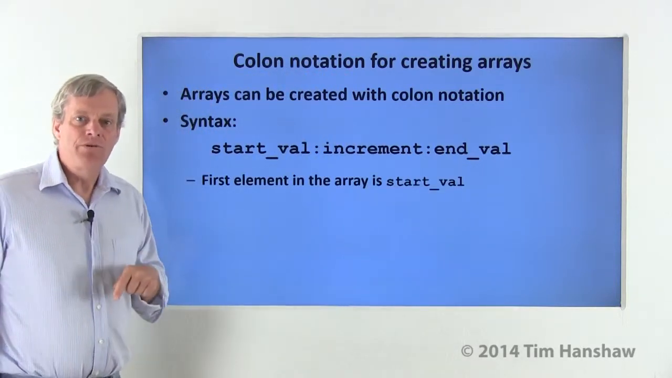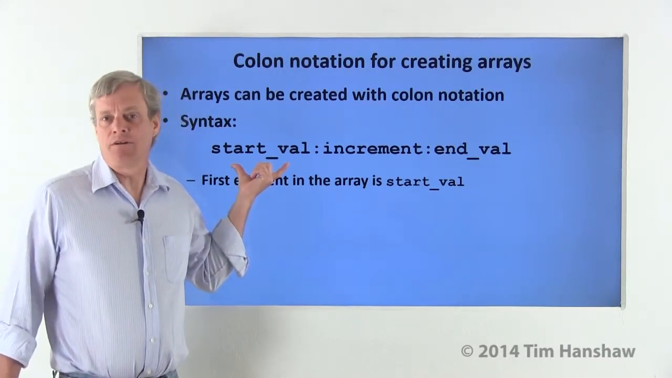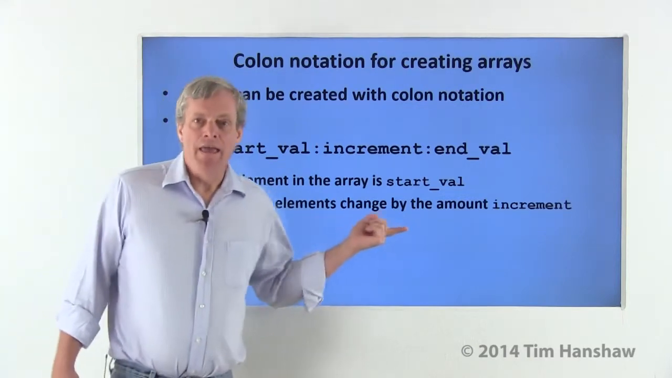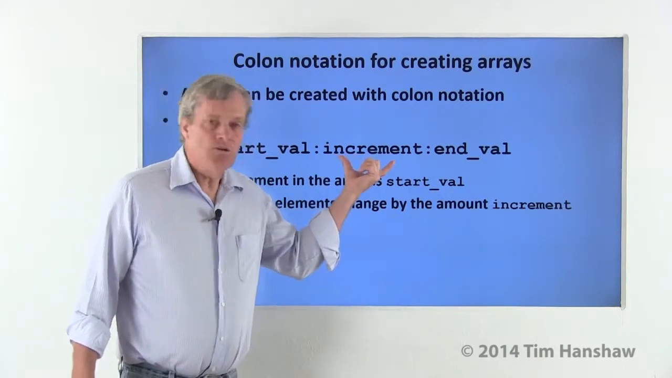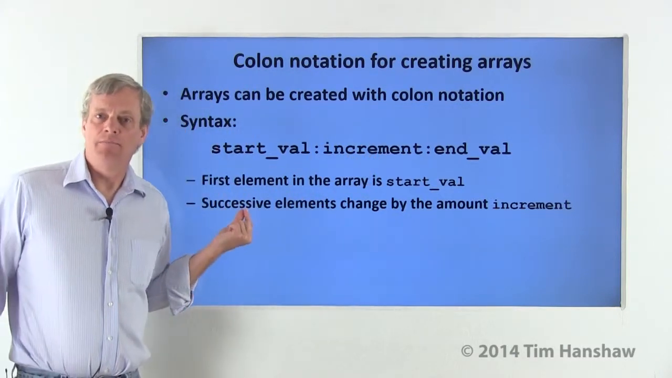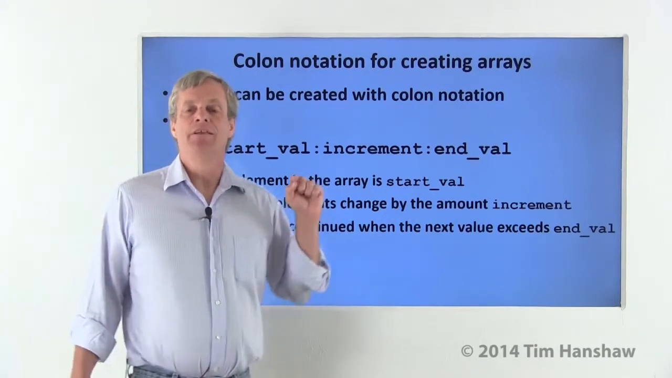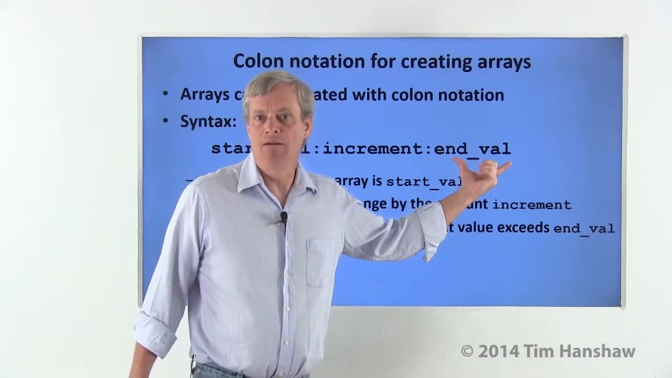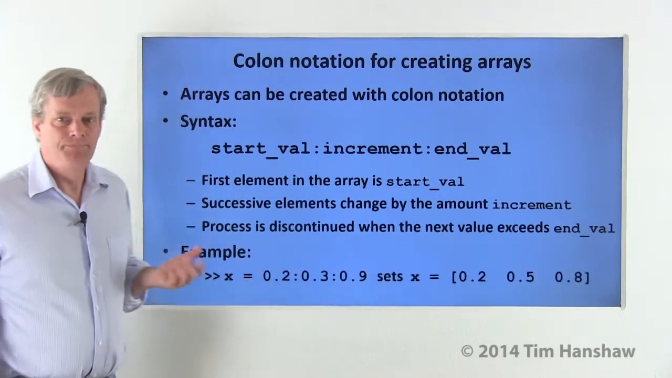When the array is created, the first element is always the value specified as start_val. Subsequent elements in the array are created by adding the value specified by increment to the previous element in the array. MATLAB ends creation of the array when the next value exceeds the value specified by end_val. This is probably most easily explained in terms of an example.